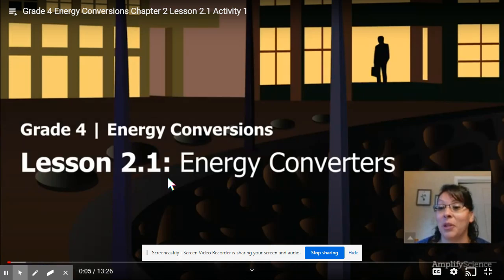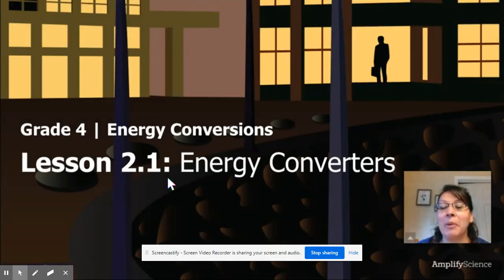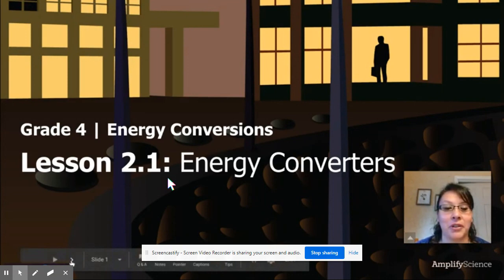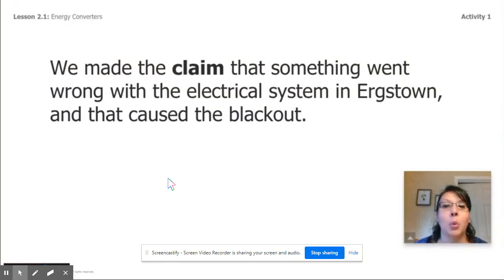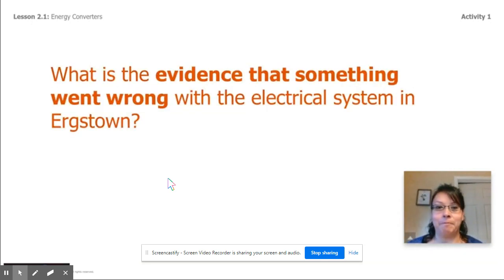We're in chapter 2, lesson 1, and today we're going to learn about energy converters. We are in activity 1, reading all about energy converters. We made the claim that something went wrong with the electrical system in Ergstown that caused the blackout. What was the evidence that something went wrong with the electrical system in Ergstown? Do you remember? What evidence do we have to support that claim?